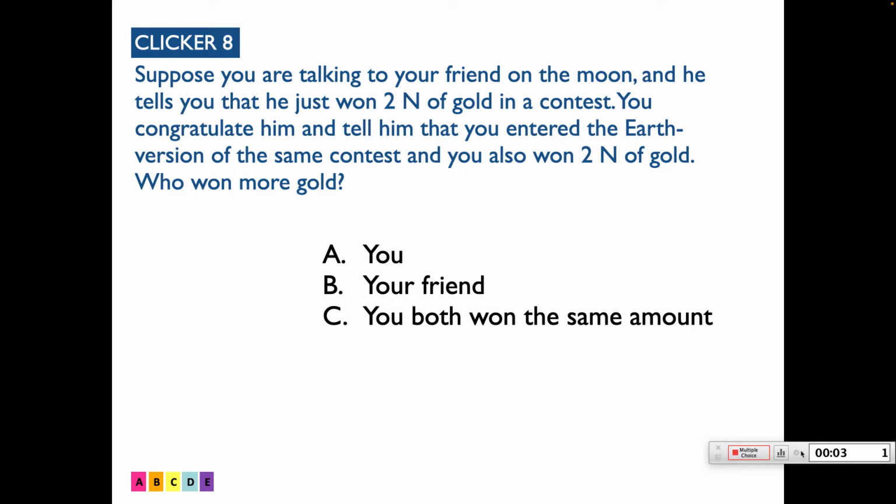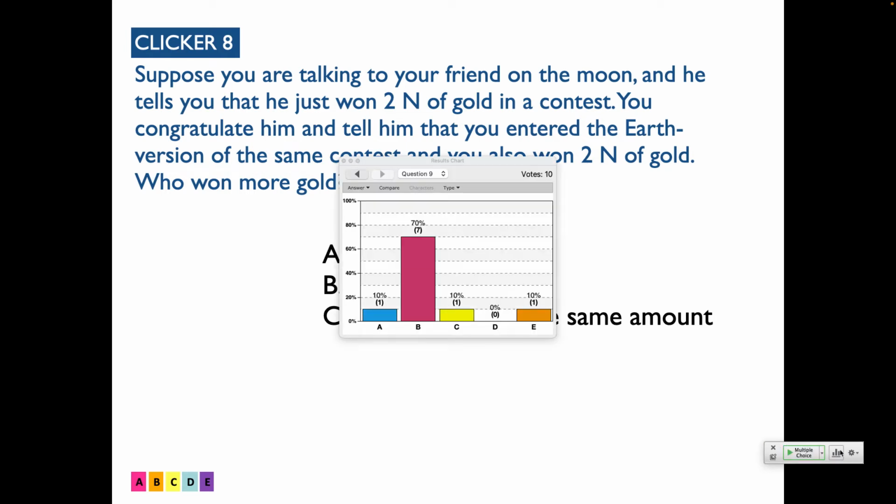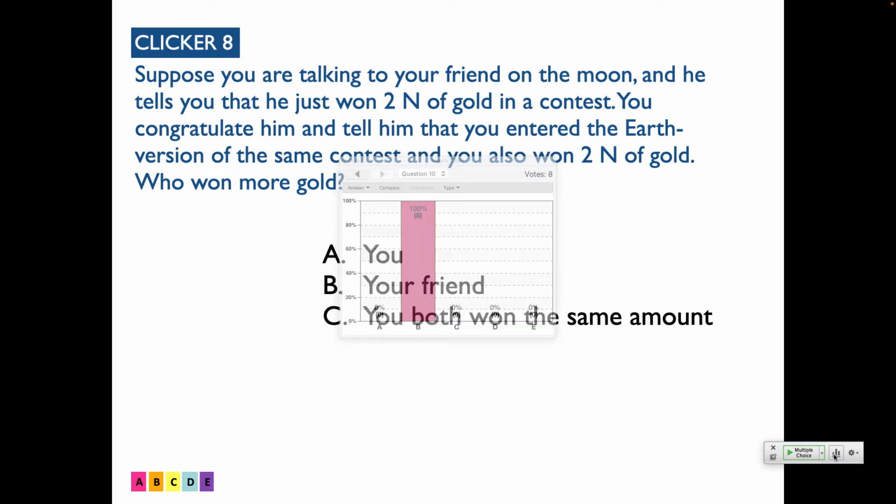So you and your friend won 2 newtons of gold on the moon, and that was given to him on the moon. You won 2 newtons of gold on Earth. Who has more gold? Okay. Most of us think that our friend has more gold. Somebody keeps pressing E. The chat is pretty evenly split. So, okay, please discuss. We will vote again. Yes, although far less people voted, so whatever.